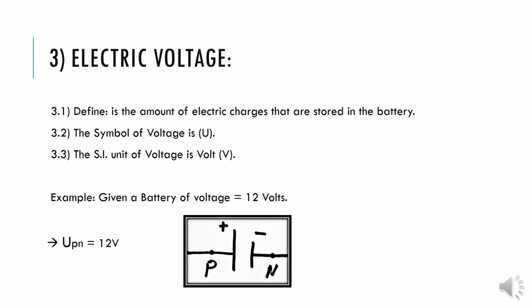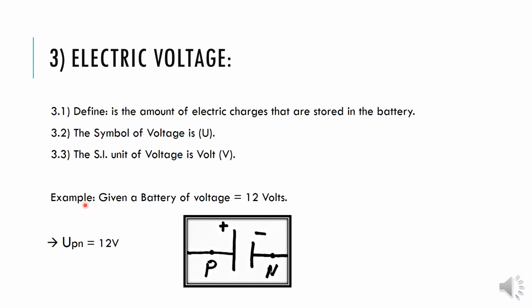Let's start with the electric voltage. The electric voltage is the amount of electric charges that are stored in the battery. The symbol of voltage is U. What is the symbol of voltage? It's U. The SI unit of voltage is volt. We write it as V.